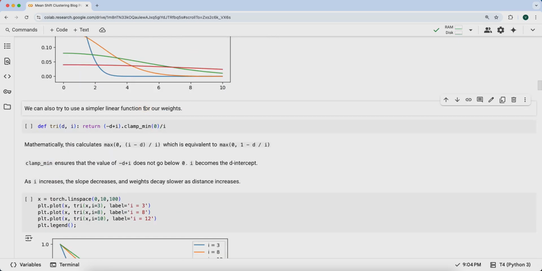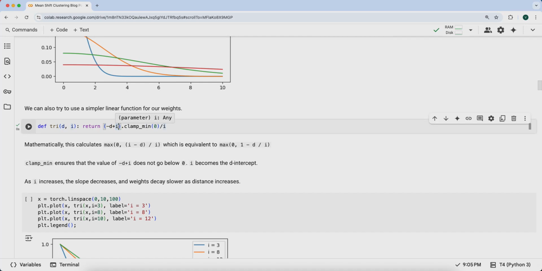We can also use a simpler linear function. So we have negative d, which is the distance, plus I, which is kind of like a hyperparameter. We're going to clamp the minimum value to 0. So that means the value of negative d plus I cannot go below 0, and if it does, it replaces it with 0. And then we're going to divide by I here.